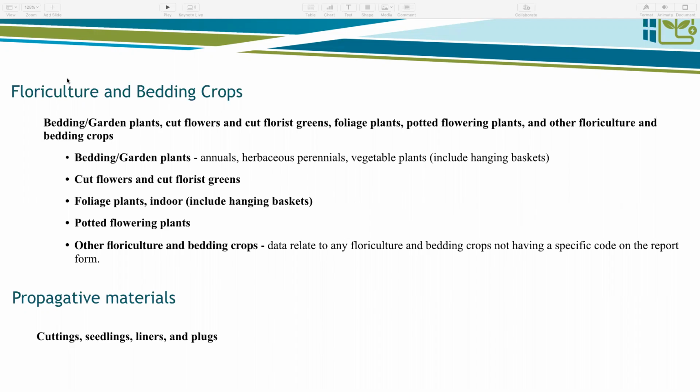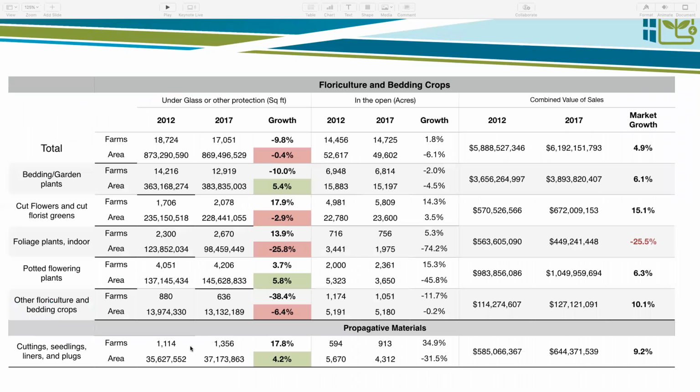But just for your information, within the floriculture and bedding crops, they're broken down into these 5 categories. You have bedding and garden plants, cut flowers and cut flower screens, foliage plants indoors, potted flowering plants, and other floriculture and bedding crops. And then they have more detailed descriptions at the Census of Ag. And within propagative materials, we'll be looking for cuttings, seedlings, liners, and plugs. Basic numbers from the census.